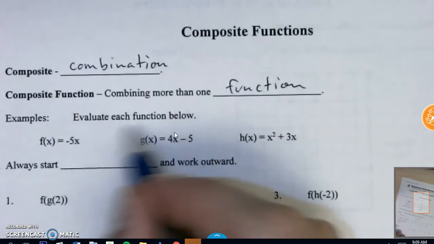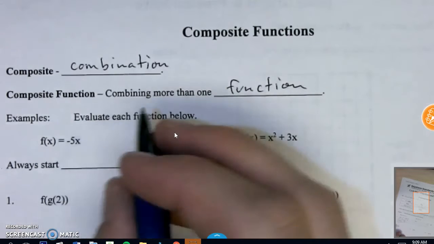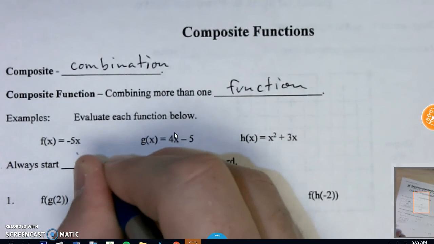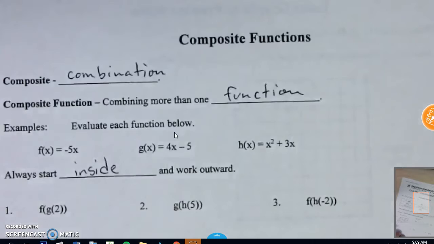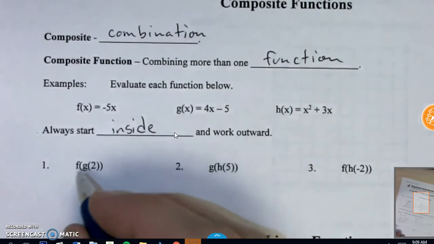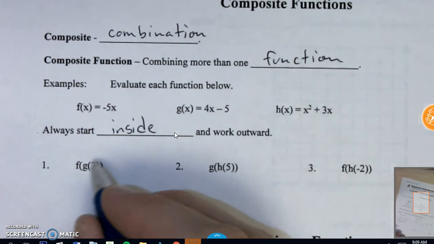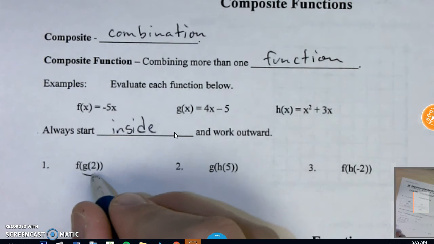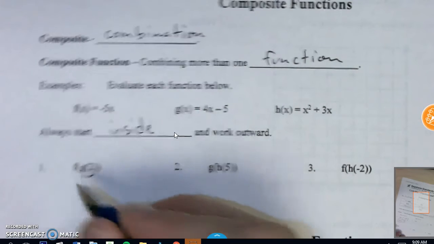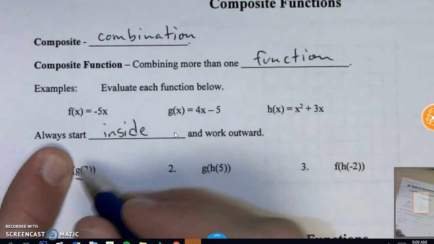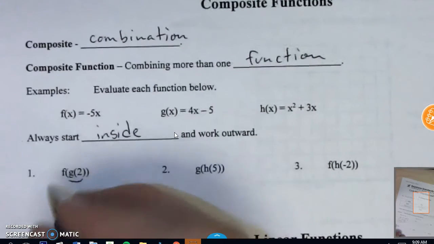Okay? And evaluate each function below. And the big thing here is that you want to start on the inside and work your way out. So inside, out. So what we're doing here is, so this f of g of 2 function, we start with the g of 2. So forget about the f altogether. If we forget about the f altogether, we just have this g of 2. So that's what I'm going to evaluate first.